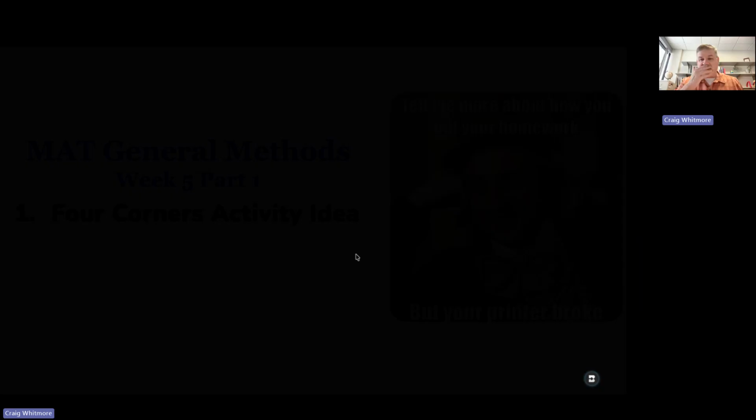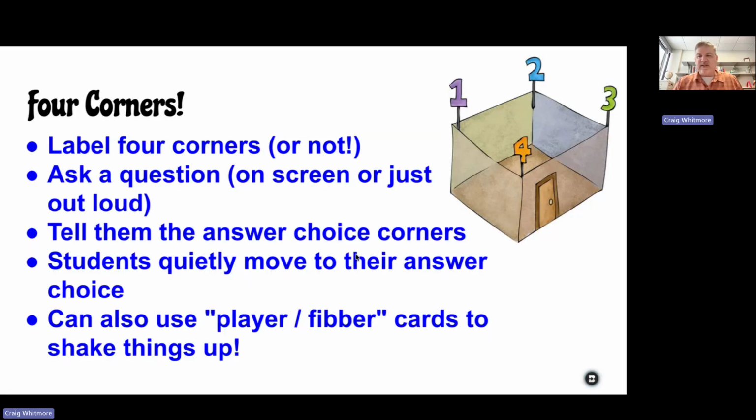So four corners. If you guys have never heard about four corners, the idea is that you separate the room into four different spots. If you don't have corners, that's okay. You can just tape up numbers. I actually have little pre-done pieces of construction paper that I just colored in numbers. If I do this in person in a class, I just tape them up on the different parts of the room. You ask a question either on the screen or just out loud. Tell them the answer choices.